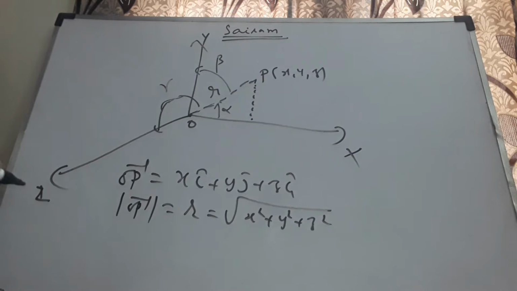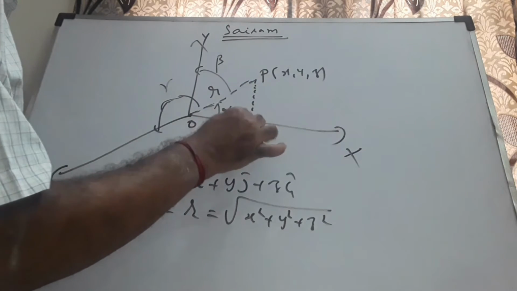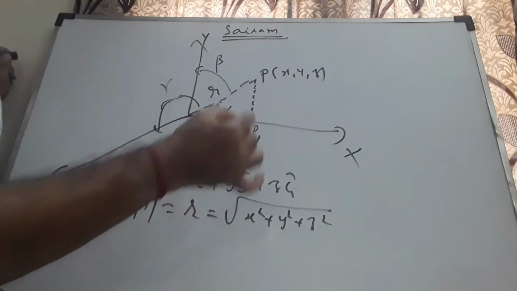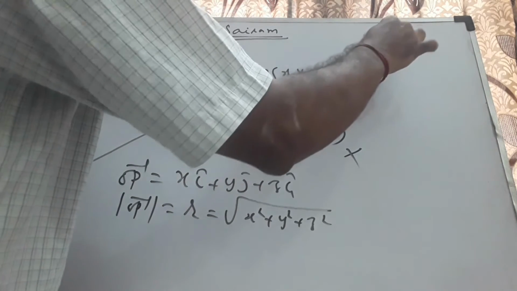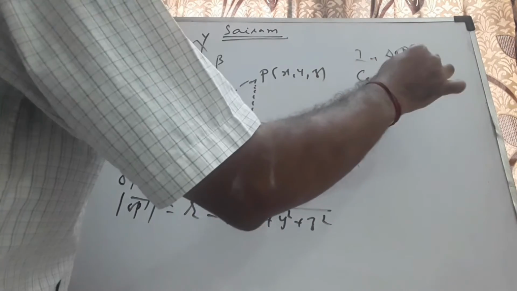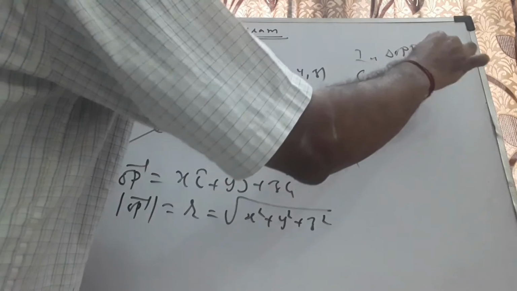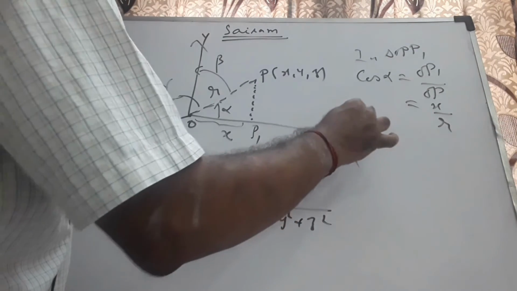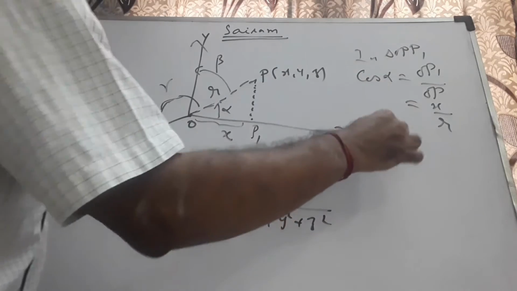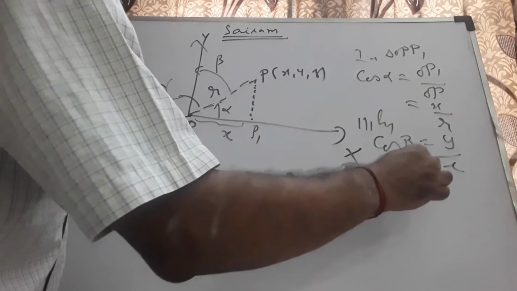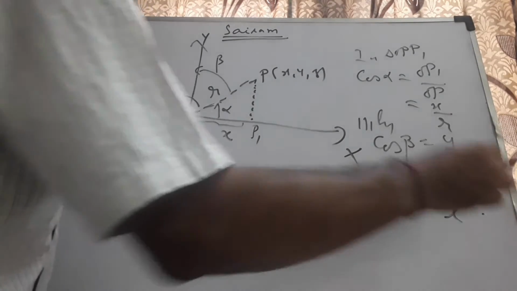P is a point in space. Let me draw P1 perpendicular to x-axis. This length is nothing but x. Therefore, in triangle OPP1, I will get cos alpha is equal to OP1 by OP, which is equal to x by r. Similarly, we have cos beta is equal to y by r. Cos gamma is equal to z by r.